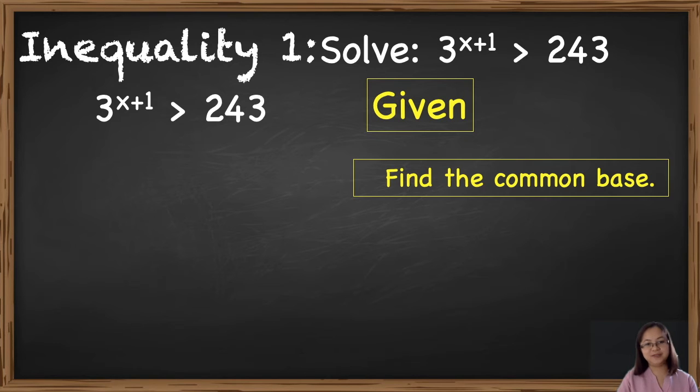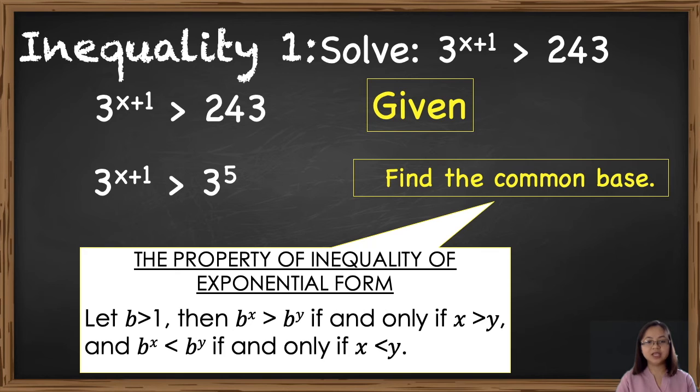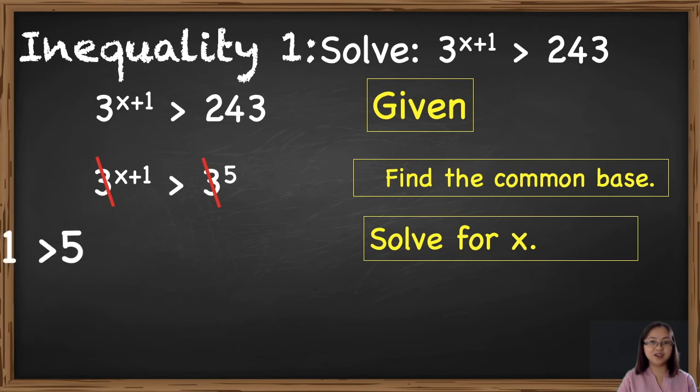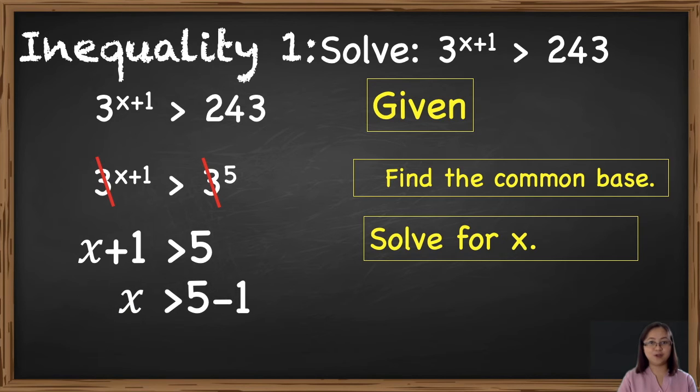So we could now say it's the same. If we have the property of equation of exponential form, we have the property of inequality. So we could just cancel the common base, and we're only left with the exponent. Then we solve for x. We have x plus 1 greater than 5. And we could simply transpose positive 1 to the other side. You will be getting x is greater than 5 minus 1, and we have x is greater than 4.